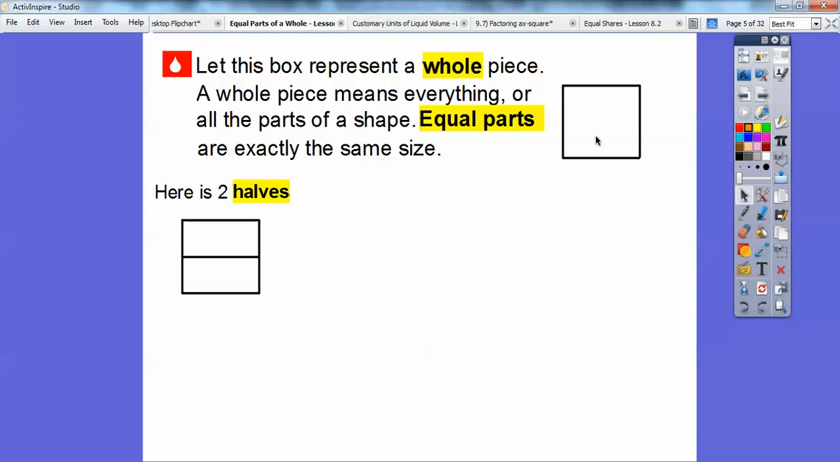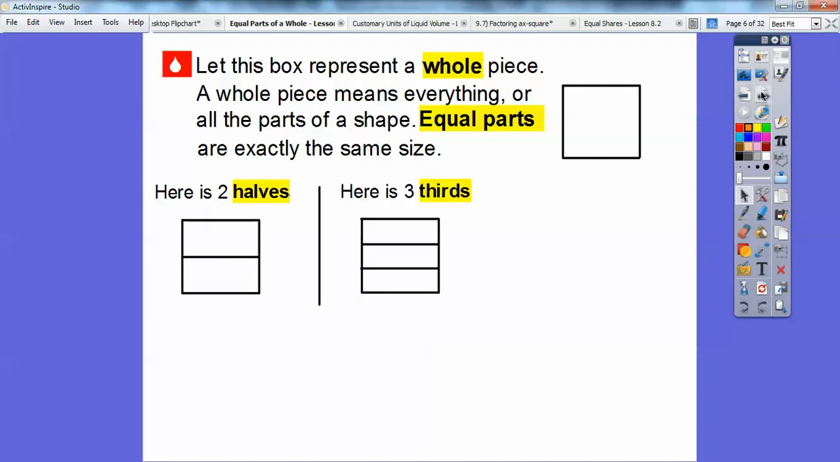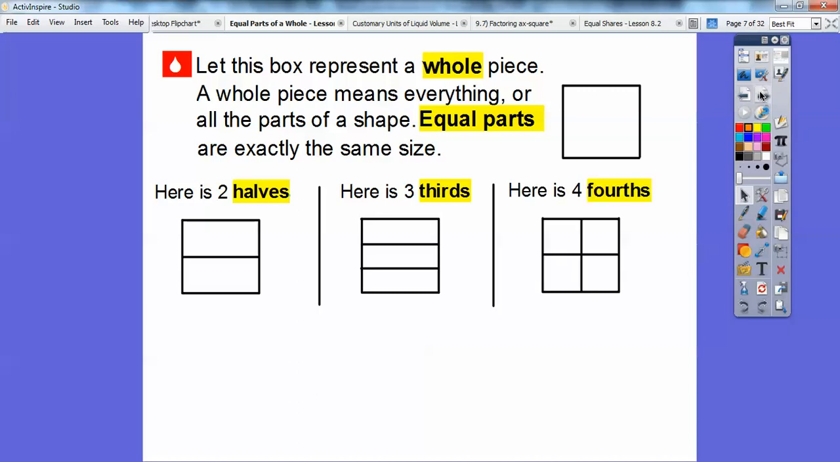Here's an example where we took this whole piece and cut it into two equal parts. This is called two halves, because it's a half right there. Let's cut this into three equal parts. Three equal parts would then be called thirds. If this is the whole piece, here's a third. 1, 2, 3. So there are 3 thirds in this one. Here is 4 fourths. We took this whole piece and divided it up into 4 equal fourth-size pieces. So here's 4 fourths.